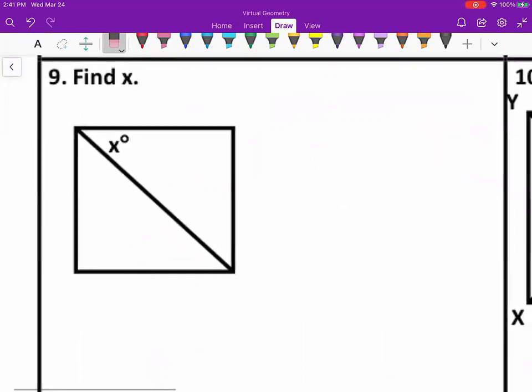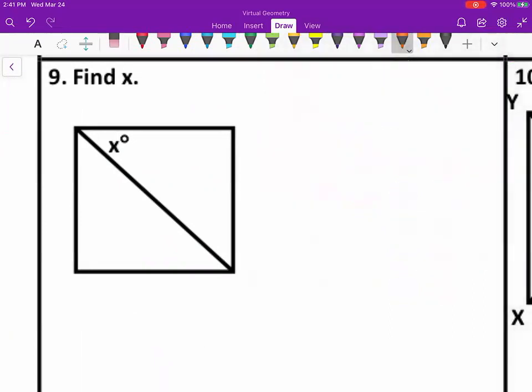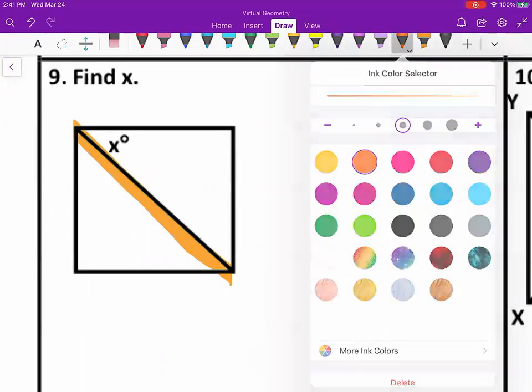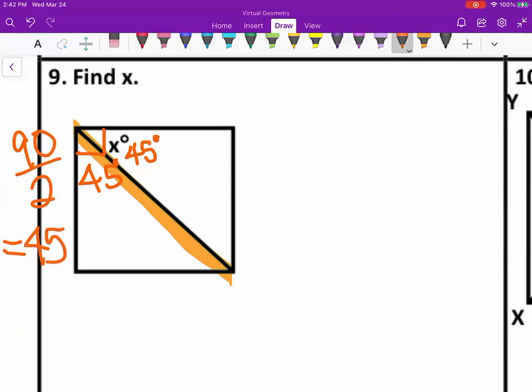All right, example 9. This diagonal is cutting that angle in half. That's from the rhombus property. So originally, if this was 90 degrees, both of these would have to be 45s. Because again, 90 divided by 2 means I get 45 degrees for each of those pieces there inside the 90. So my x would be 45 degrees.